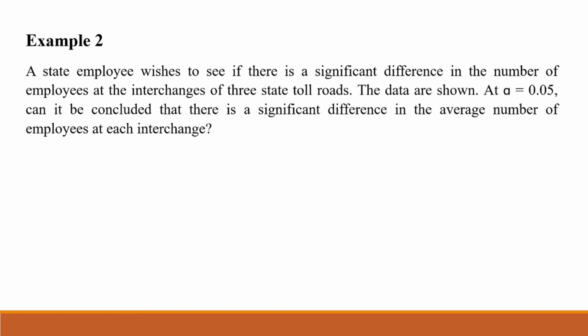So, the problem is, a state employee wishes to see if there is a significant difference in the number of employees at the interchanges of 3 state toll roads. The data are shown at alpha equal to 0.05. Can it be concluded that there is a significant difference in the average number of employees at each interchange?